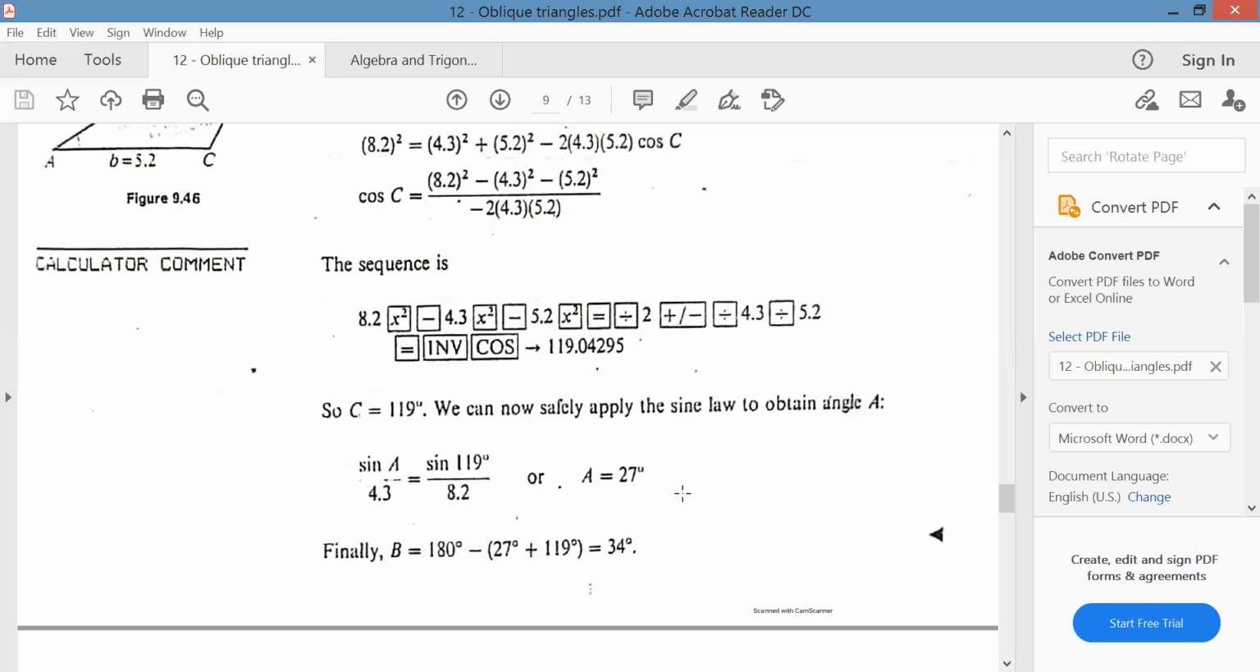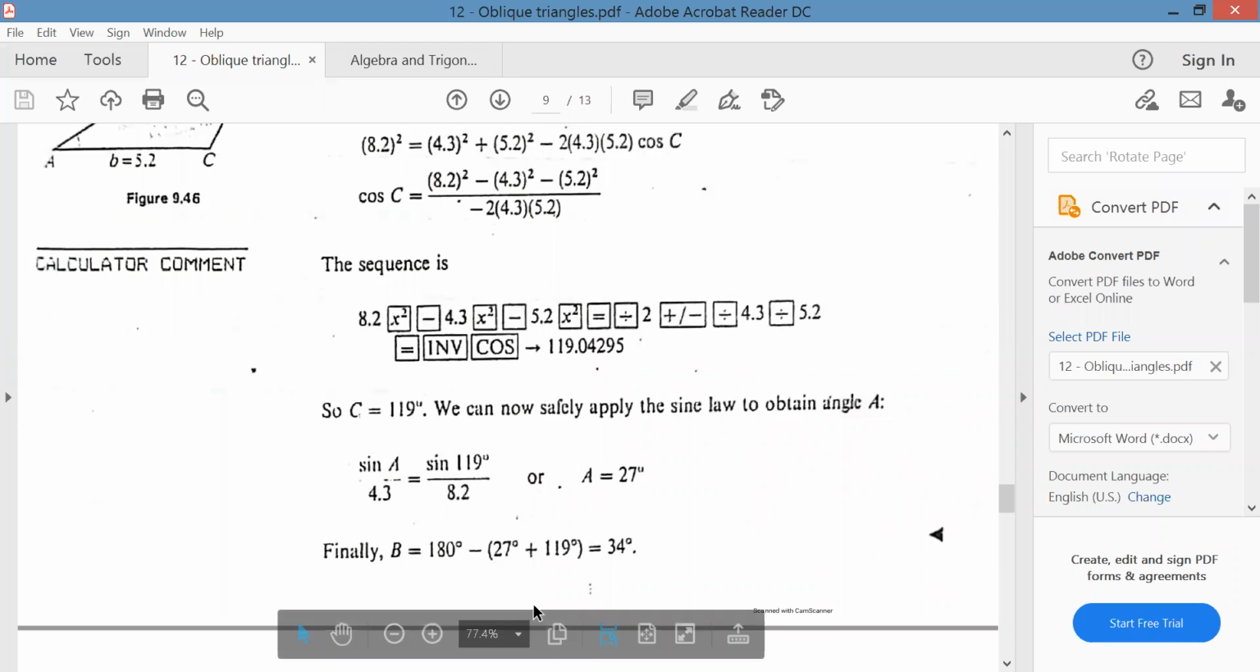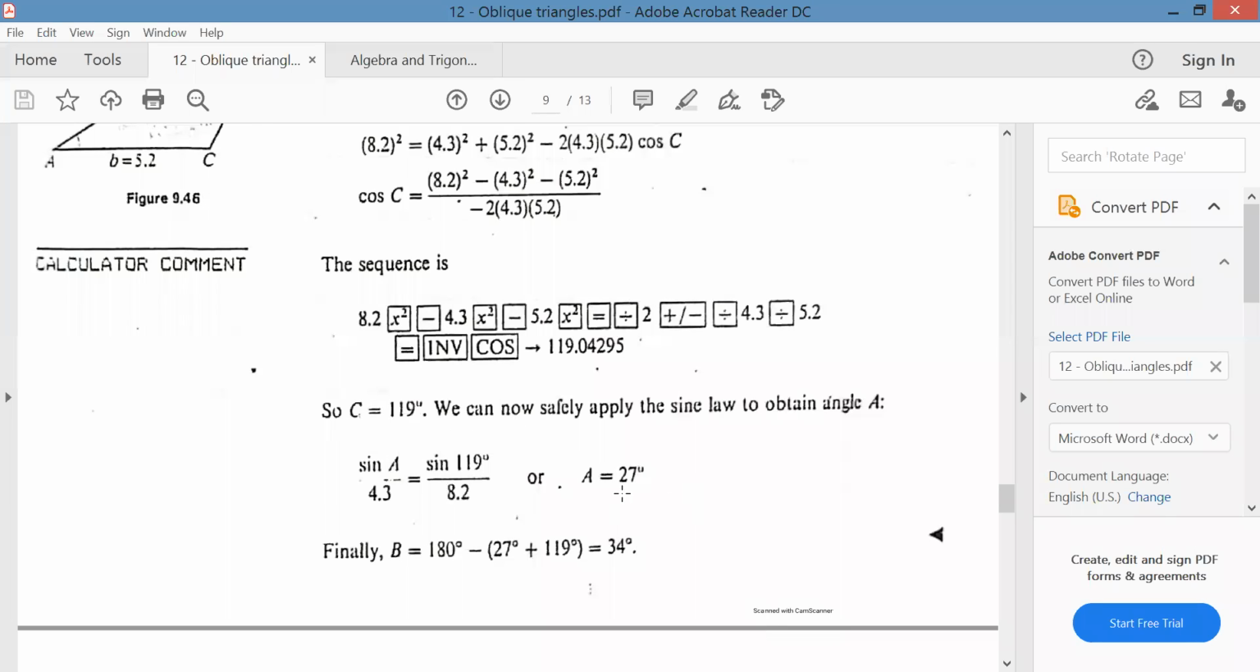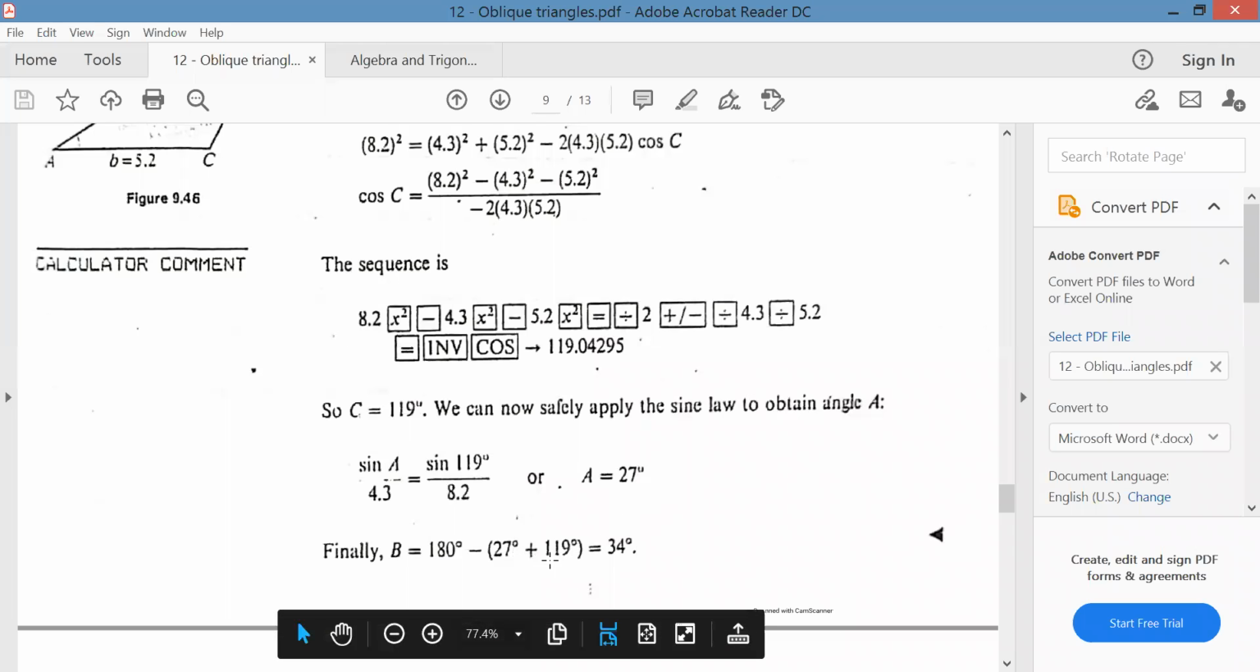As usual, once two of the angles are known, the third is very easy to find. Angle B you need to find. So subtract the sum of angle A and C. Angle A is with you, angle C is with you. Sum them up, and then after the addition, you subtract the result from 180 degrees. The angle B is coming to be 34 degrees.